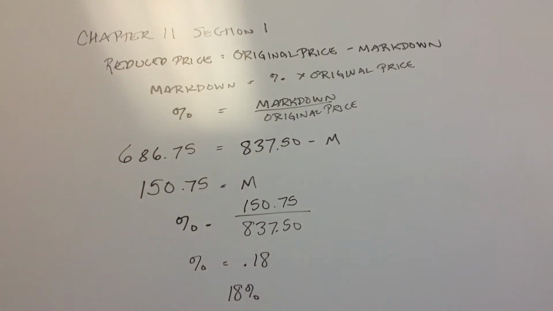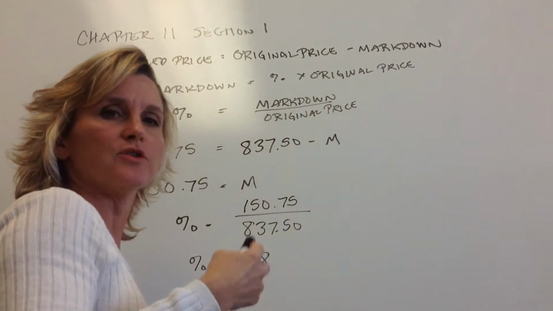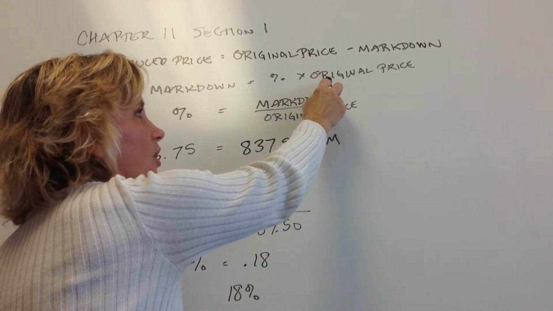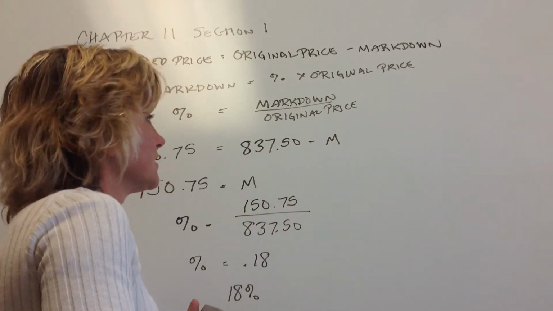I think the thing that maybe makes it a little bit easier than the last chapter is that it's always of original price. So like our last chapter, is it on cost or is it on selling price? Our markdown is always a percentage of our original price to determine that.